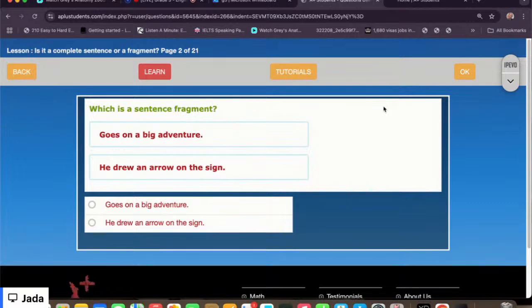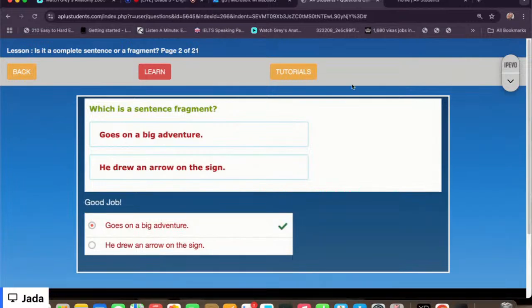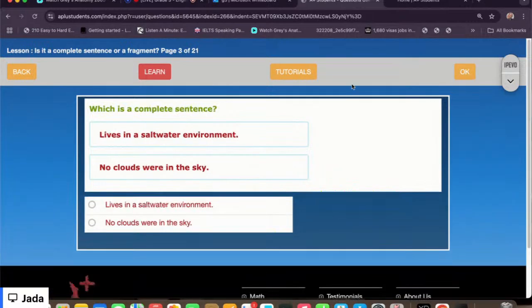So this one is the option "goes on a big adventure" versus "He drew an arrow on the sign." Okay, so "goes on a big adventure" is the fragment, because we do not know who's going on that adventure. Is it Ivana or is it David? We have no idea. Okay, complete sentence. What is the complete sentence here?